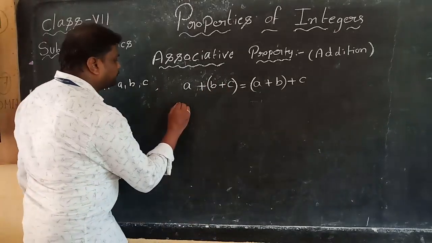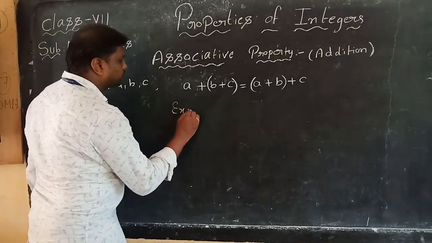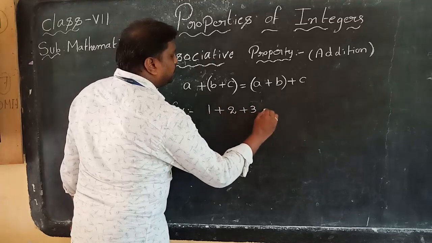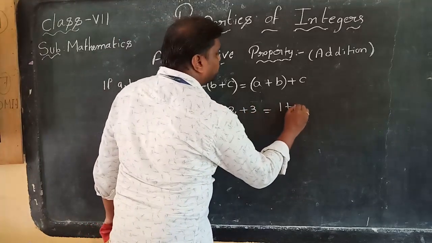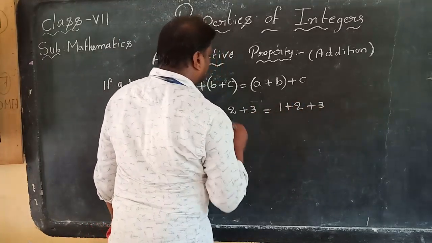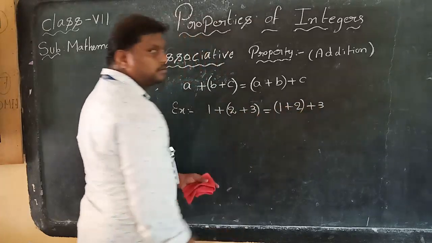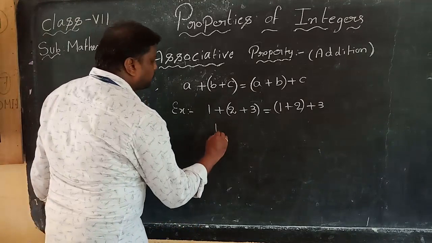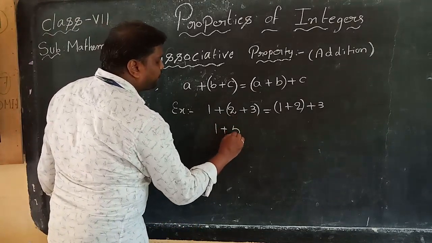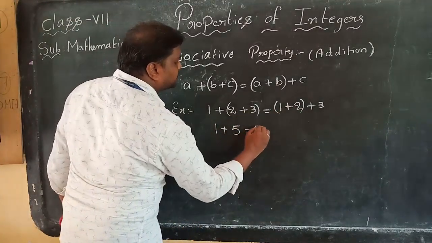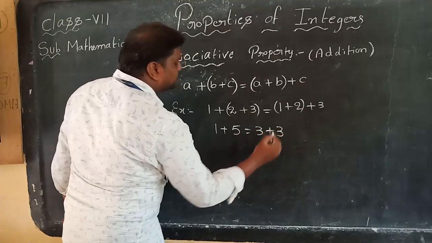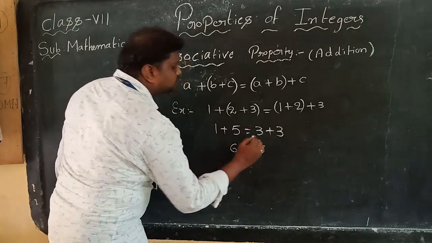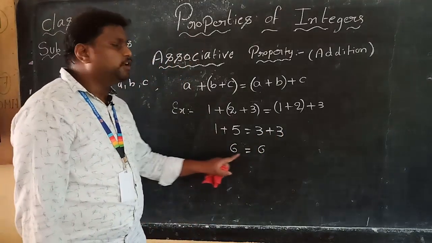Let's take an example. 1 plus 2 plus 3 is equal to 1 plus 2 plus 3. 1 plus 2 plus 3 means 6. 1 plus 2 means 3, plus 3. 1 plus 5 is 6. 3 plus 3 is 6. Then LHS is equal to RHS.